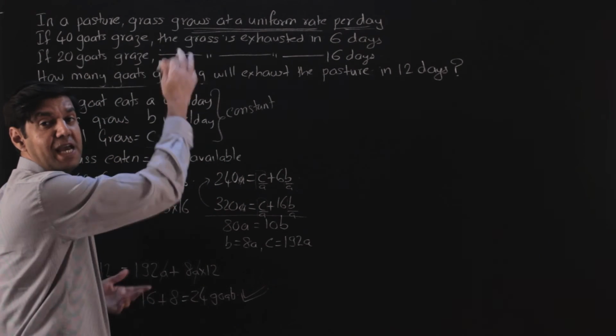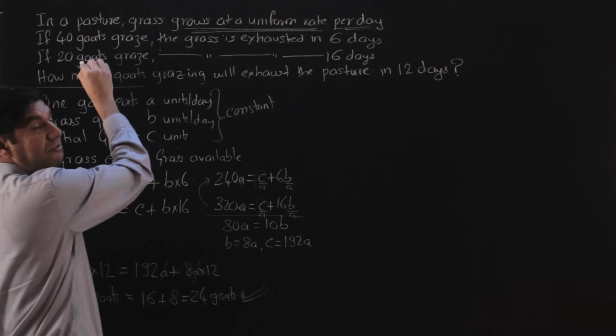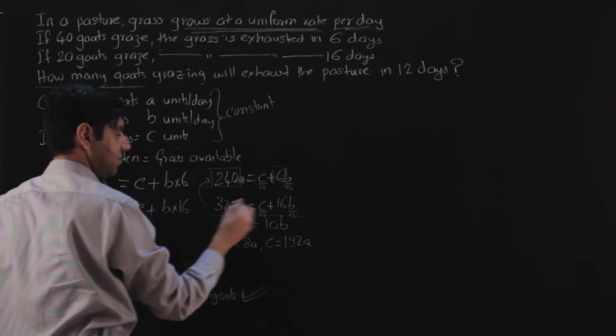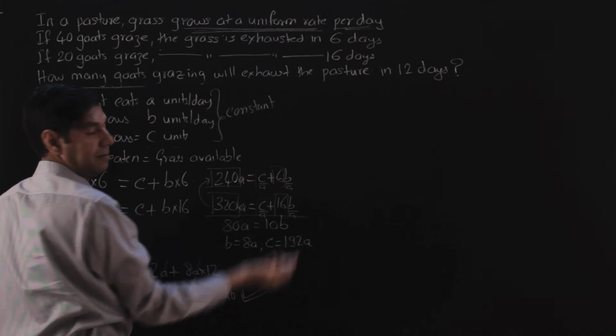And what is it that is varying in this question? Where is the variation involved? The variation is involved in the number of feeders and the number of days. That is, this 240 is varying and the 6 is varying. 240 becomes 320, 6 becomes 16, right?